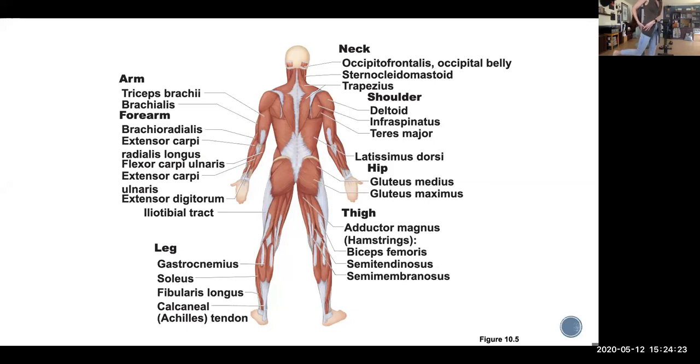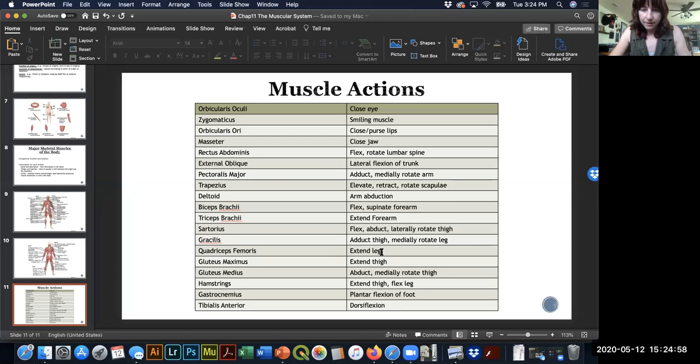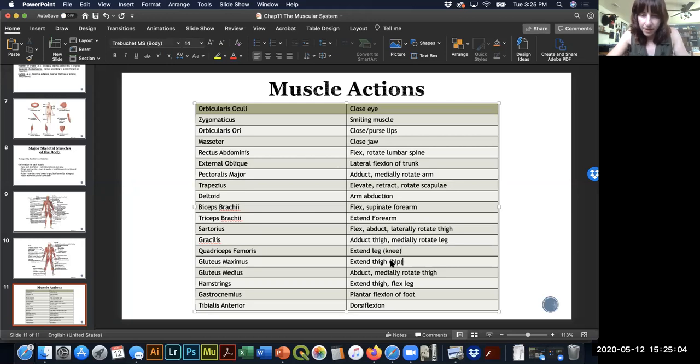Gluteus maximus is extending the hip or the thigh. Your hamstring muscles are also going to help extend the thigh, as well as flex the leg, which is basically bending your knee. So when you flex your leg, you're bending your knee. Extending the leg is what your quadriceps does. You're extending the knee joint. Extending the leg versus extending the knee is the same darn thing. Extend the leg, knee, and thigh, hip.